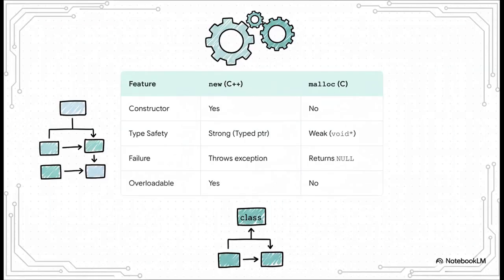And another classic, new versus malloc. Why did C++ invent new when we already had malloc? It comes down to one word: constructors. See, new doesn't just grab a chunk of memory. It knows about objects. It calls the constructor to properly bring your object to life. And when you delete it, it calls the destructor. It respects the object's entire life cycle in a way malloc and free just can't.